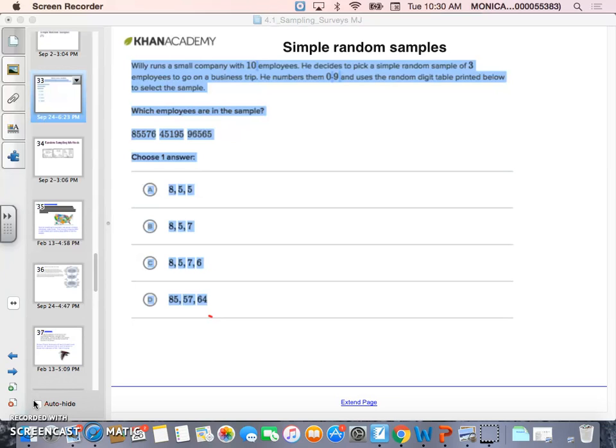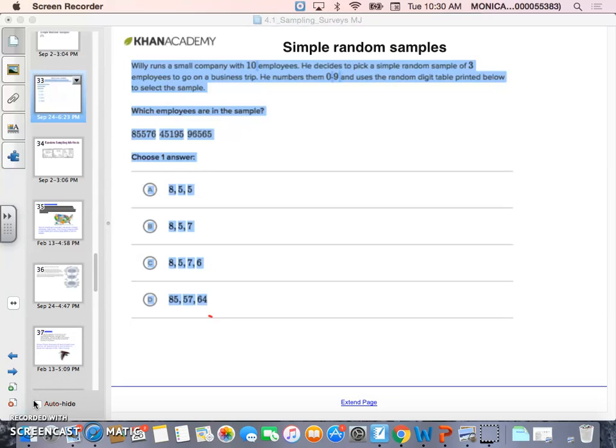Okay, so Willie runs a small company with 10 employees, and he's going to pick 3 employees to go on a business trip. So he numbers them from 0 to 9 and uses a random digit table provided to select the sample. So which employees are going to go is the question.